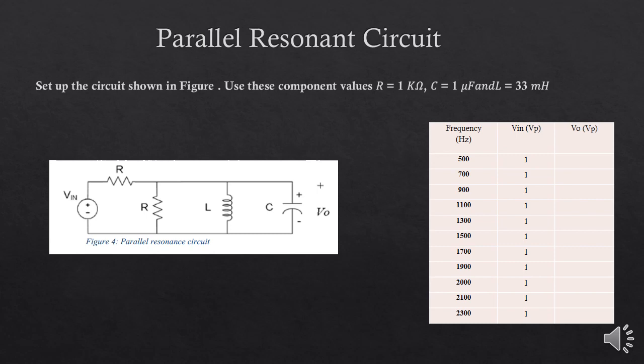In lab number 12, we are going to construct a parallel resonant circuit. This will be the table that you are going to use for your calculation. If you are using the peak value here in this table, you have to find the output value in the form of peak. And then you have to plot the Bode plot, which will be your frequencies versus the output voltage graph.